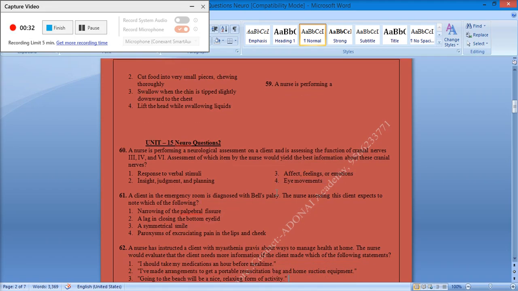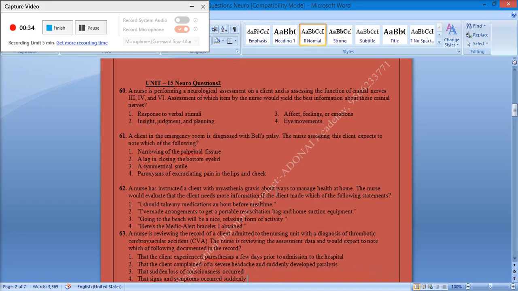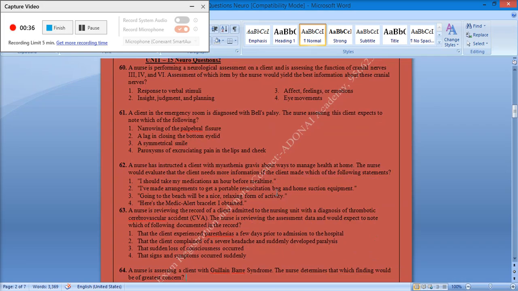61. A client in the emergency room is diagnosed with Bell's palsy. The nurse assessing this client expects to note which of the following? 1. Narrowing of the palpebral fissure. 2. A lag in closing the bottom eyelid. 3. Asymmetrical smile. 4. Paroxysmal episodes of pain in the lips and cheek.